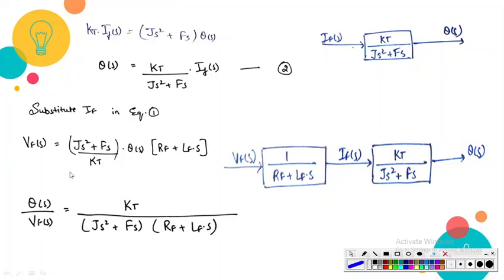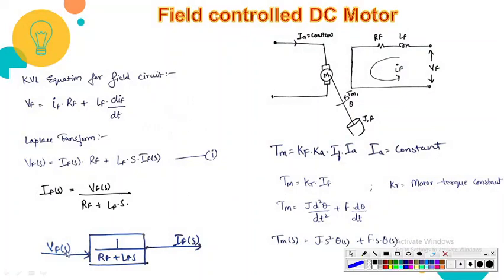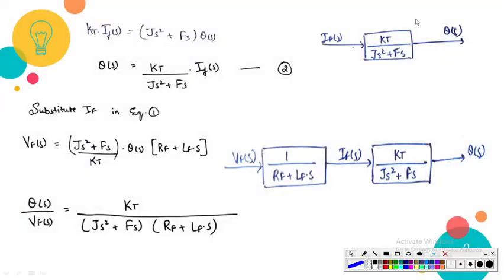So the relation between output and input can be established, and the overall transfer function over here, you can see, is KT divided by Js square plus Fs multiplied by RF plus LF into S. And then, like the previous example, we can relate this to the block diagram. From the first block diagram we saw that we had input VF multiplied by some gain, we got IF, and IF is again multiplied by this gain value, then we get output as theta s. Here you can see that there is no feedback path.